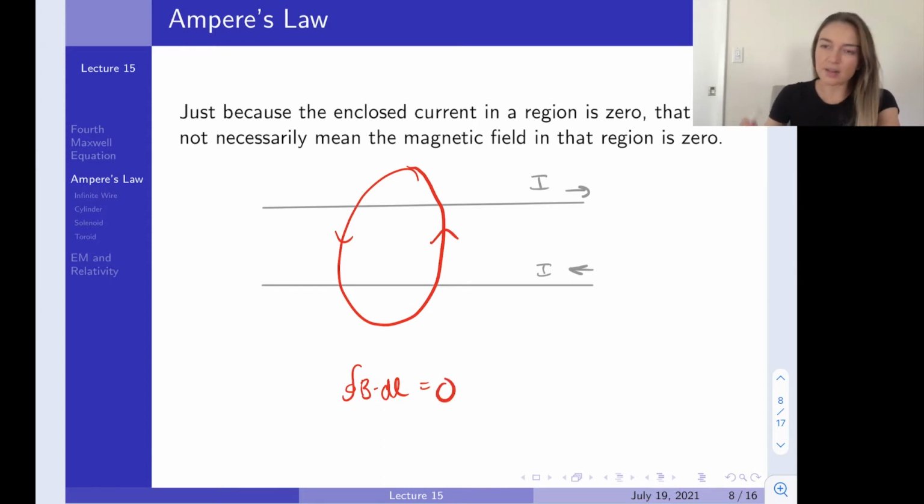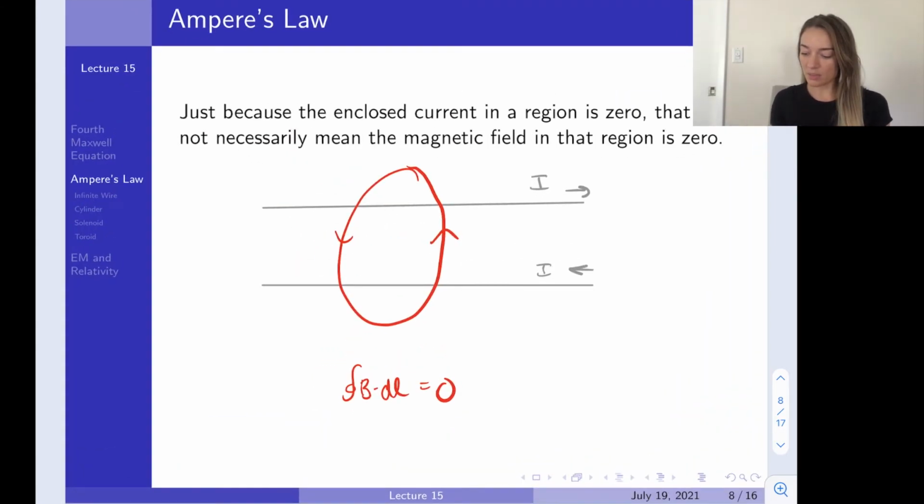But that doesn't necessarily mean that my magnetic field is 0. It just means that the line integral of my magnetic field around this path is 0. And just like with Gauss's law, if we want to be able to say the enclosed current in a region is 0, therefore the magnetic field is 0, we need a very high degree of symmetry in order to make that argument. So we'll see the cases where we can make that right now.